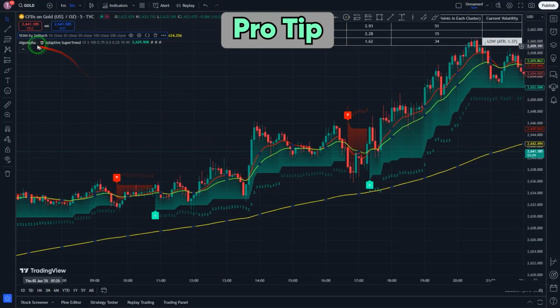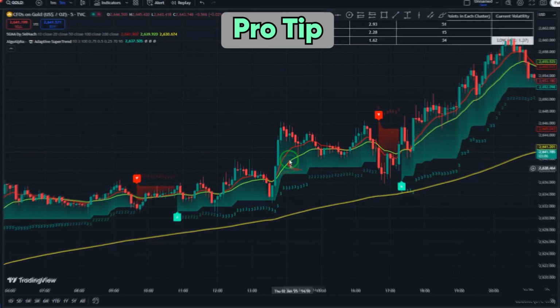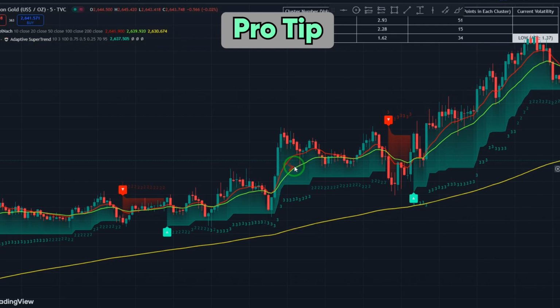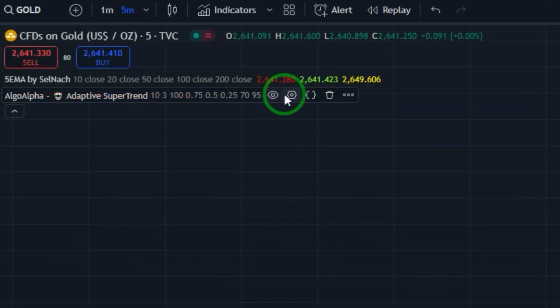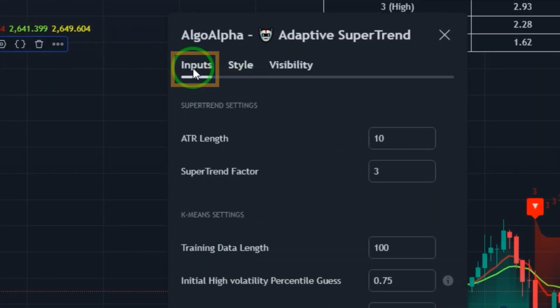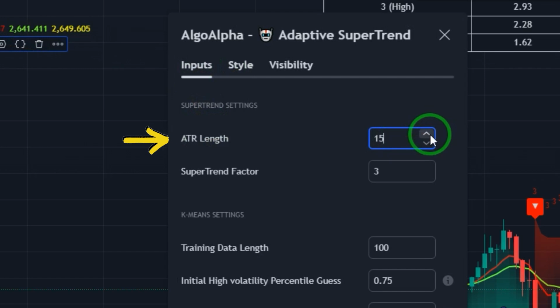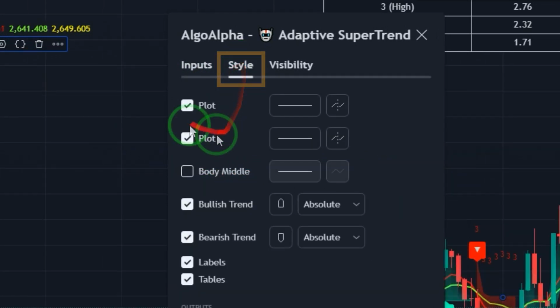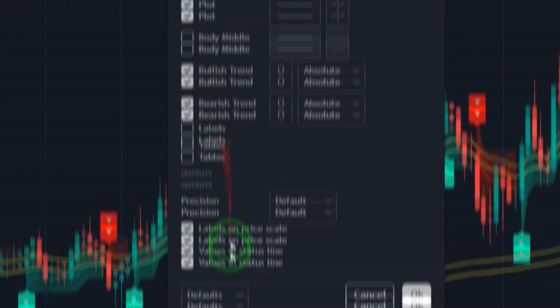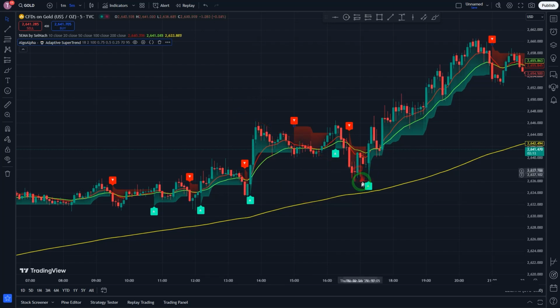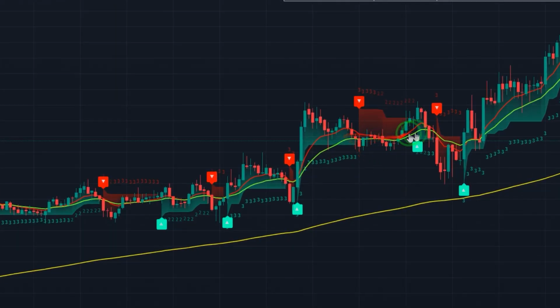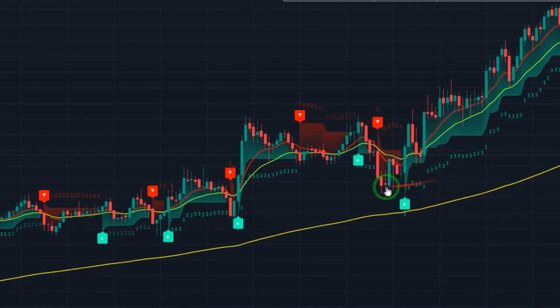After this step, your chart should display the EMA lines clearly, aligned parallel to each other. Open the settings for the Adaptive Supertrend Indicator. In the Input tab, set the ATR length to 18. Set the Supertrend factor to 2. Once done, your chart is fully prepared. The EMA lines and Supertrend signals should now be visible and easy to understand.